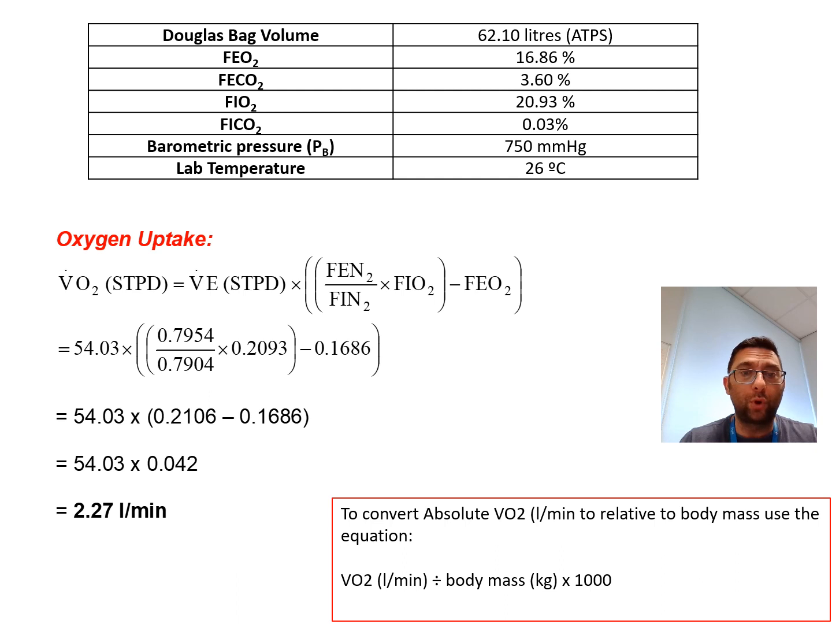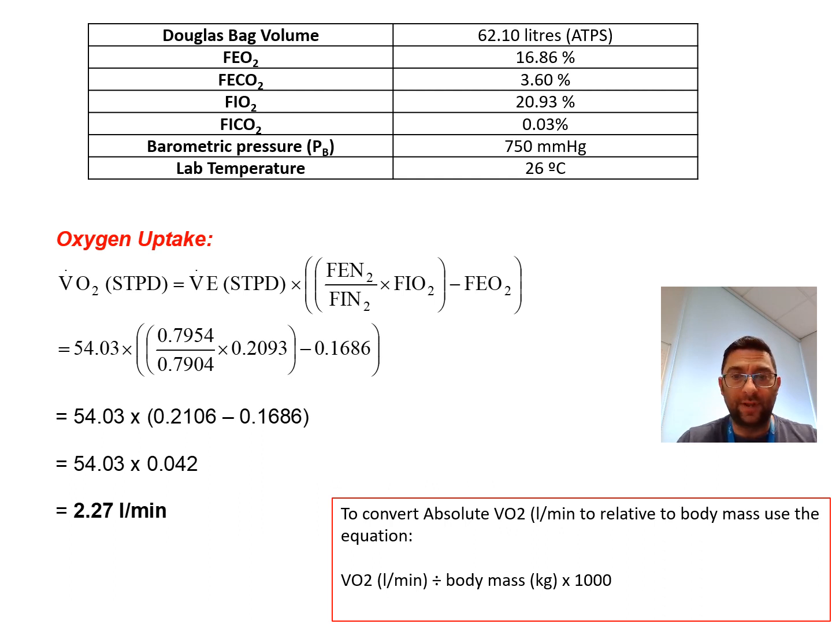expired oxygen, 0.1686, so simply move your decimal place two places, which gives us 54.03 multiplied by 0.042, which results in a VO2 of 2.27 litres per minute, as STPD values. Apologies if my camera down here is blocking this little box, but all it's saying is this is in absolute values, so litres per minute is absolute oxygen uptake.